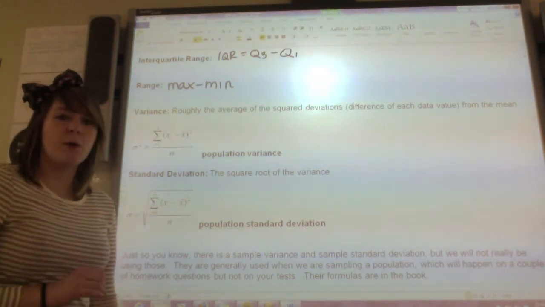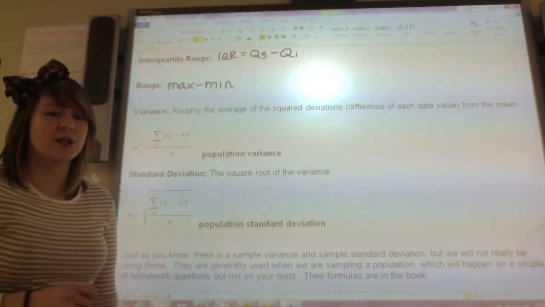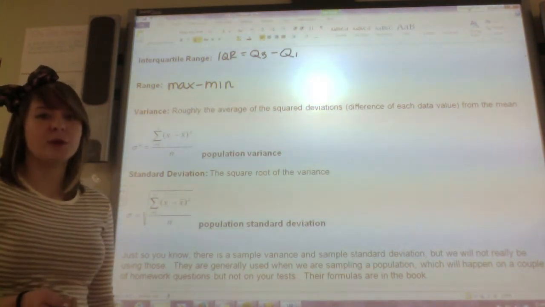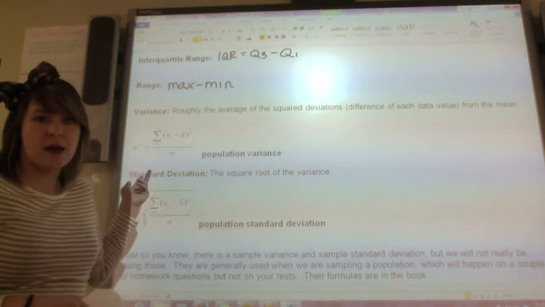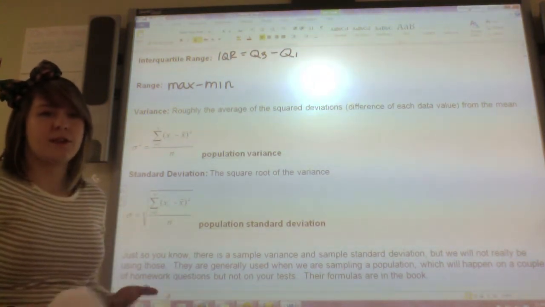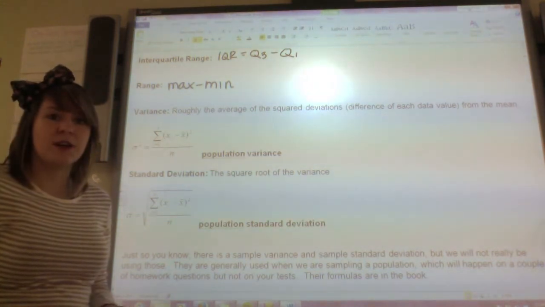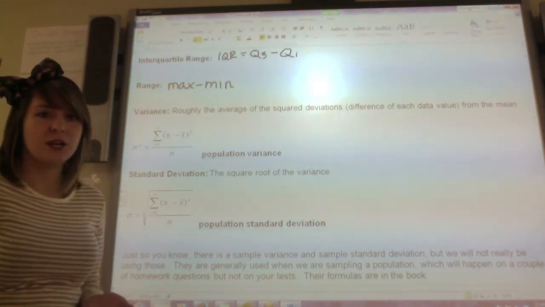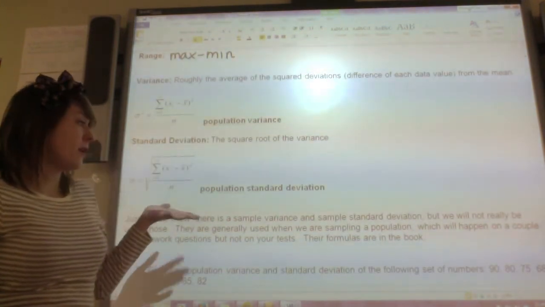There might be a couple homework questions that ask you to use sample variance or sample standard deviation. The formula for that is in the book. Basically the only difference is that instead of dividing by n, you divide by n minus 1. That's the only thing you want to change if it asks for sample standard deviation or variance.